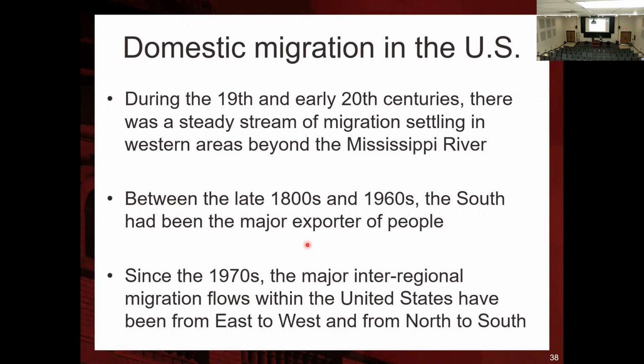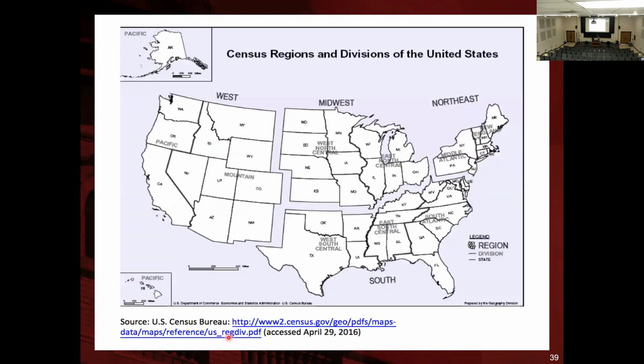But since the 1970s, the major interregional migration flows within the country have been from east to west and from north to south. So it reverses a little bit. It was more from the south to the north, and now it starts to be more from the north to the south. But also from east to west, migration continues to go that way as well.